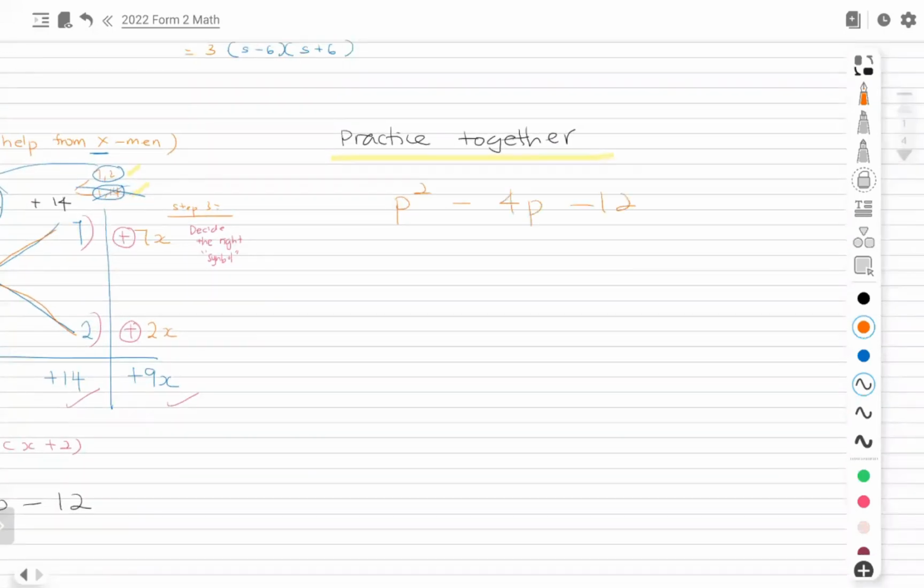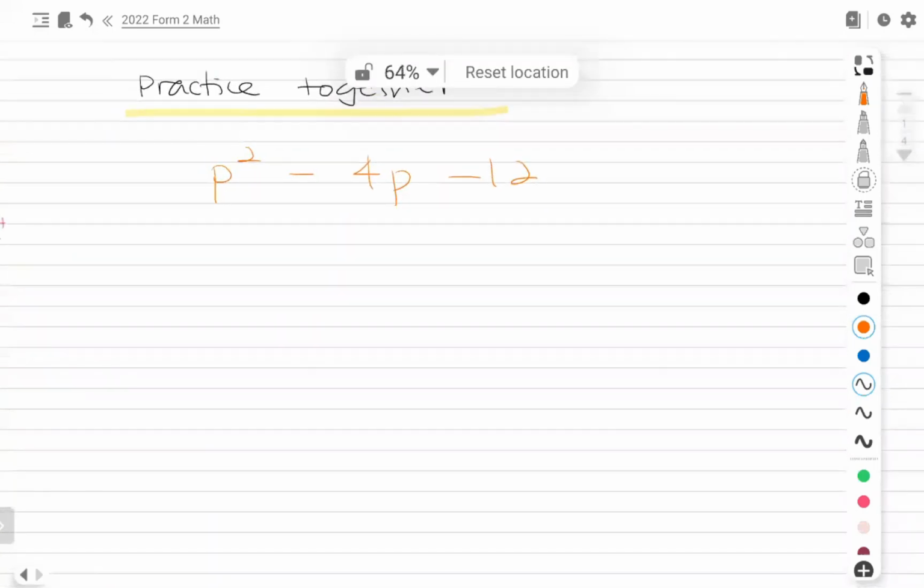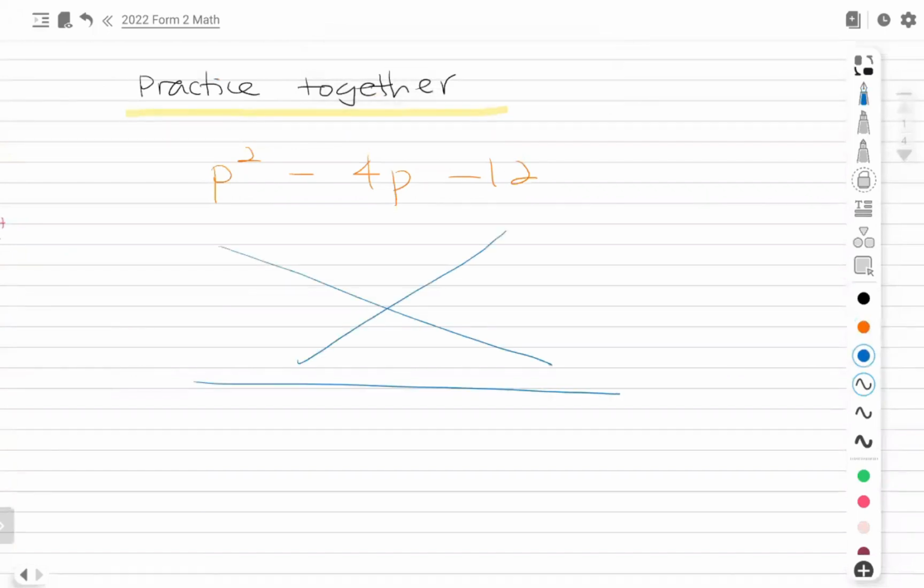Let's do together. Step 1, draw X. Then we write down the first term, third term, and the second term at the back, together with the symbol. If it's positive, we write positive. If it's negative, then we write down negative. Okay, then we check the factors.